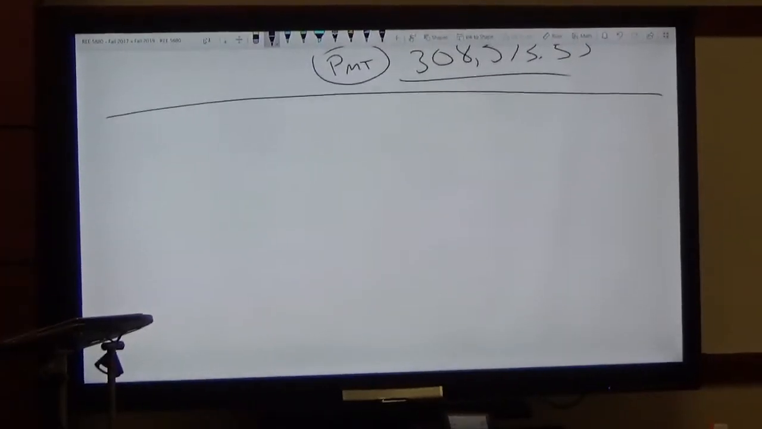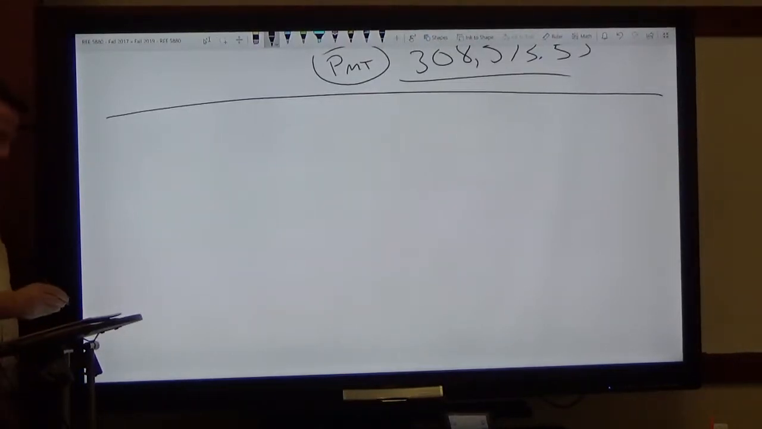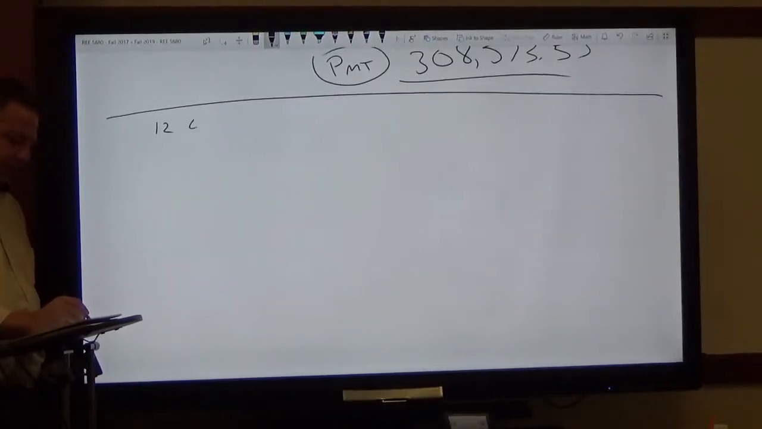All right, so are you starting to get the sense that this is not about just pushing buttons on the calculator? You're starting to hopefully understand that you've got to think through the logic associated with what some of these numbers represent. Okay, let's move forward. Let's do a monthly situation. So in this case, 12 payments per year.